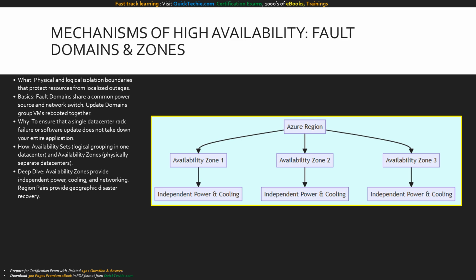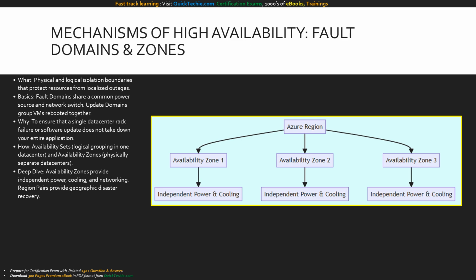Next, we have update domains. When the cloud provider rolls out patches, they only reboot one update domain at a time. By placing your virtual machines into an availability set, the cloud platform automatically distributes your VMs across multiple fault and update domains. But we can go even bigger.